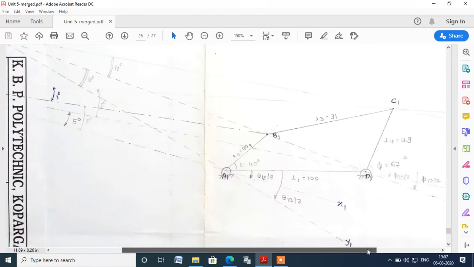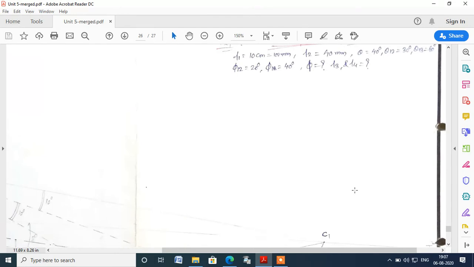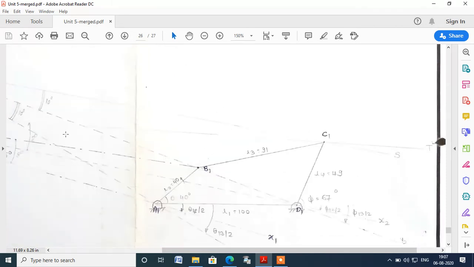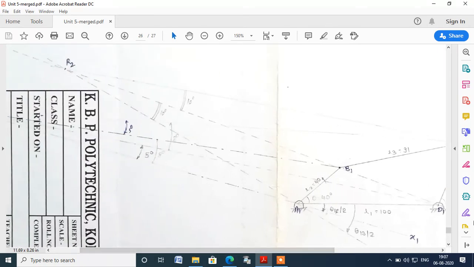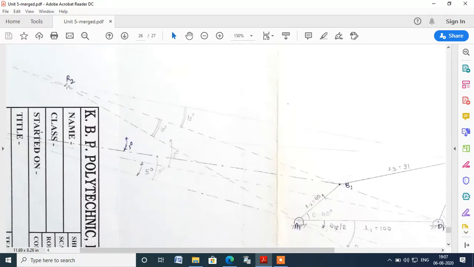Then draw another line, y2 r2. Take the angle from this extension line, that is 513 divided by 2. 513 is given as 40 degrees, so 40 divided by 2 is 20 degrees. Take a 20 degree angle and draw the line y2 r2. This y2 r2 and y1 r1 meet somewhere, and let us mark that intersection point as r2.